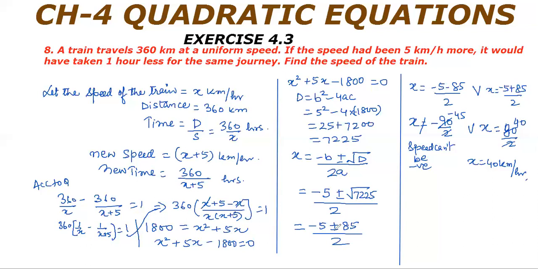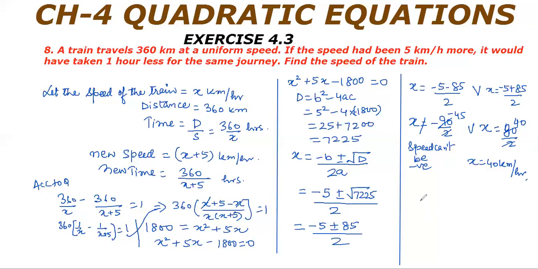Now plus minus 85 means the two values of x can be either minus 5 minus 85 upon 2 or minus 5 plus 85 upon 2. When you take minus 85, it will be minus 90 upon 2, that is minus 45. But you are calculating speed. x is the speed of the train and speed can never be negative. So we will ignore this answer. Let's move to the next answer. 85 minus 5 will give you 80 upon 2, which is equal to 40 kilometer per hour.